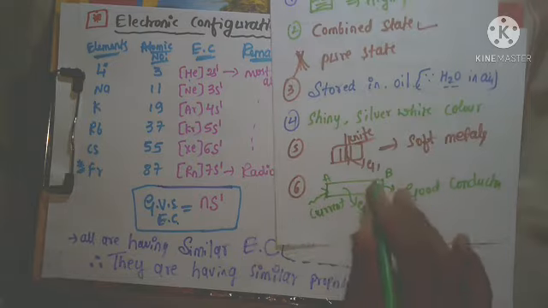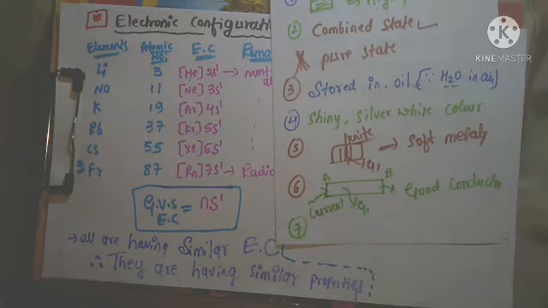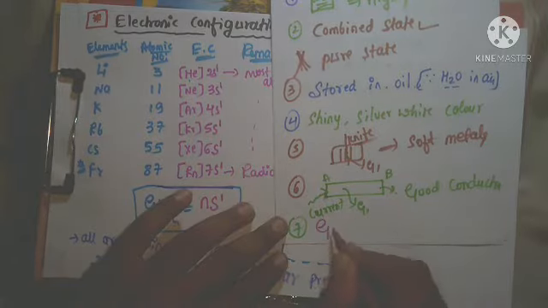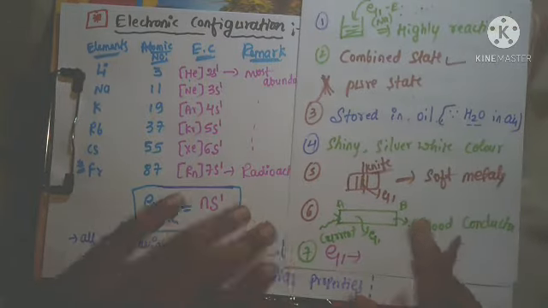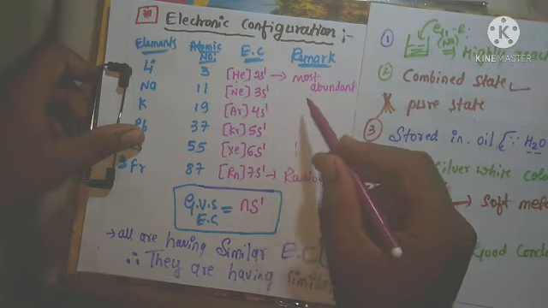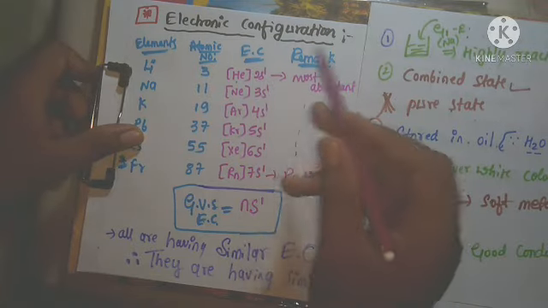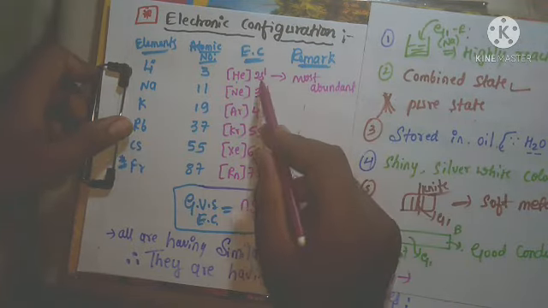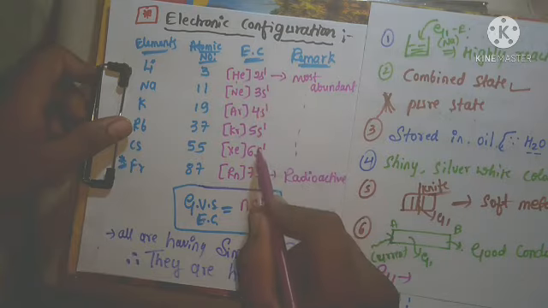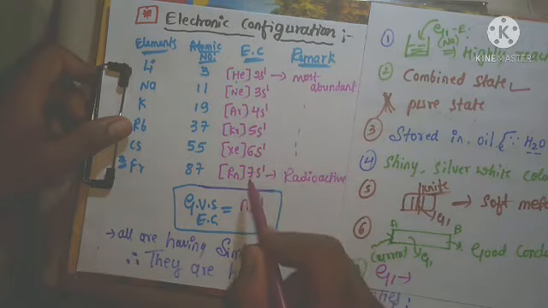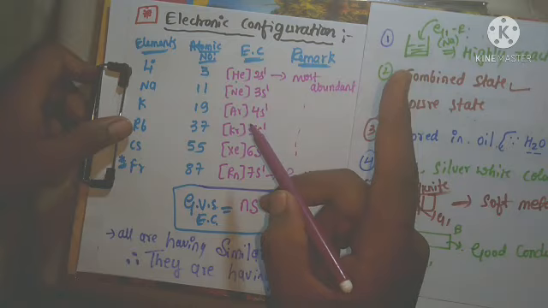Now, the last point I want to discuss, the seventh point, is: how many valence electrons are there in these group 1 elements? First check. Here I wrote the electronic configuration. How many valence electrons? One. After the noble gas, how many electrons are there? Just check: 1, 1, 1, 1, 1, 1. In all the valence orbits, only one electron.